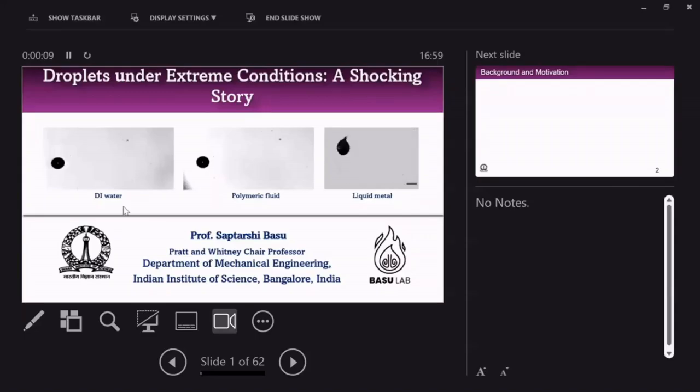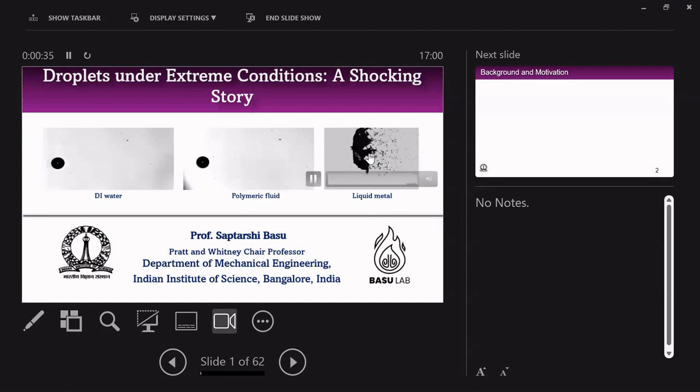So this is droplet under extreme conditions. And why I mentioned shocking story, because it is a droplet encountering a shock. Okay, so the first three videos, what it is supposed to show, let me see if it shows here. And here. And here. At least the last one is playing. So that is what happens to a droplet when it encounters a shock.